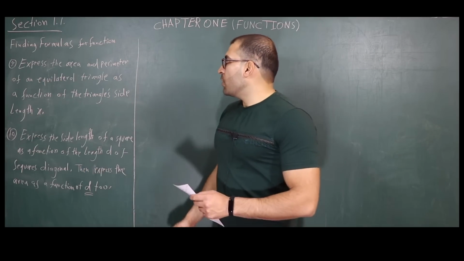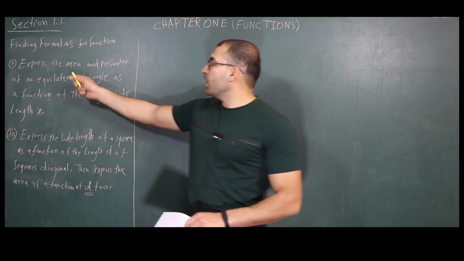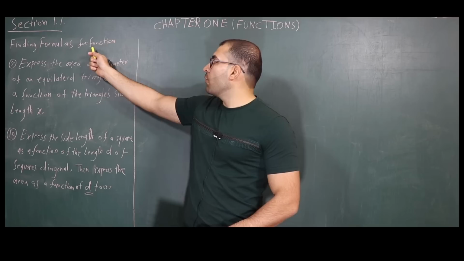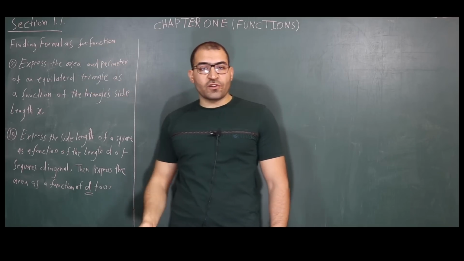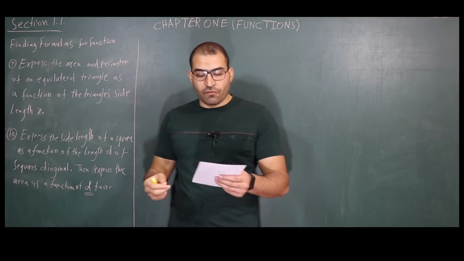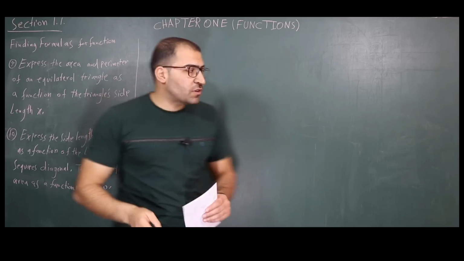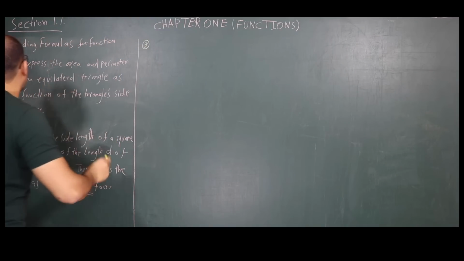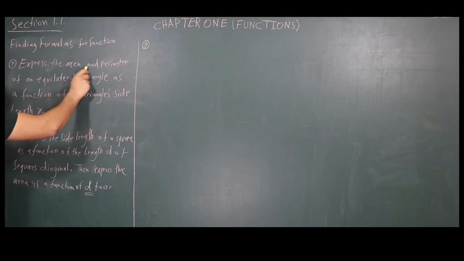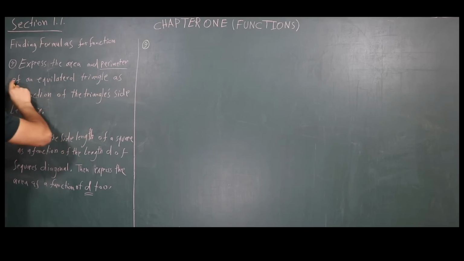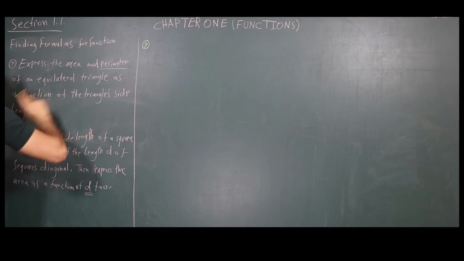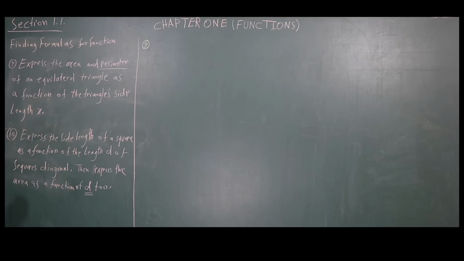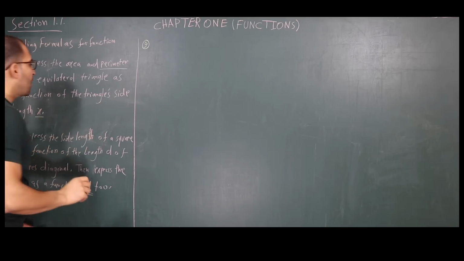So now we are in the section of finding formulas for functions. We have certain functions and we need to make a formula. The first solution is number 9: express the area and perimeter of an equilateral triangle as a function of the triangle's side length x.